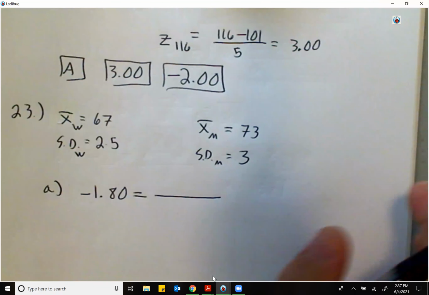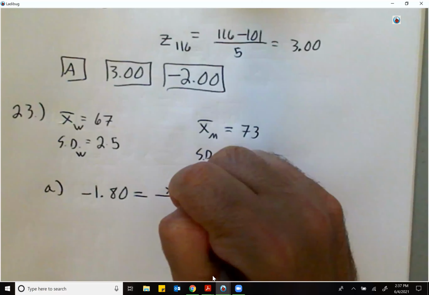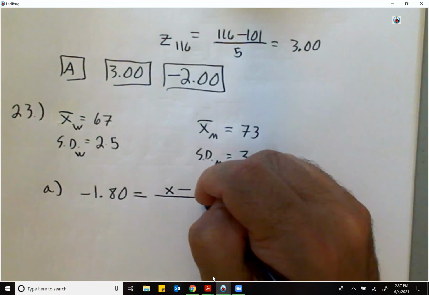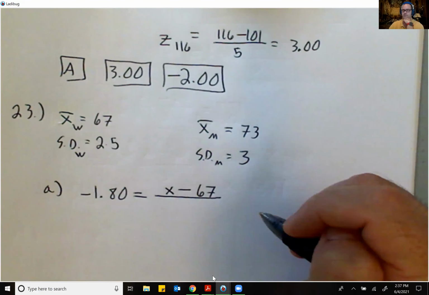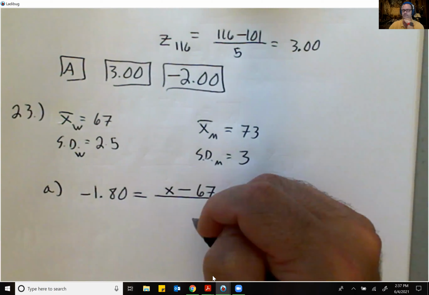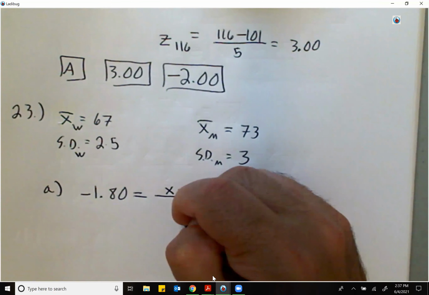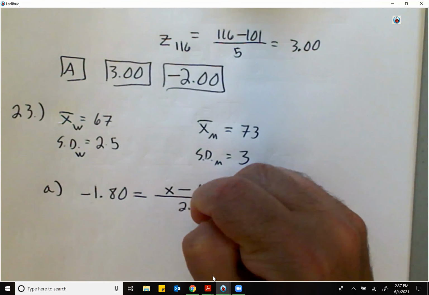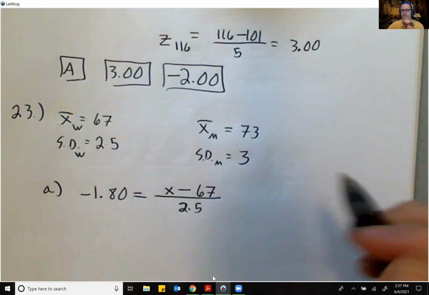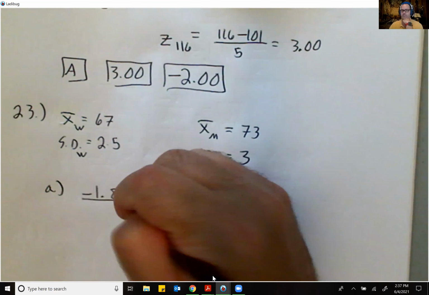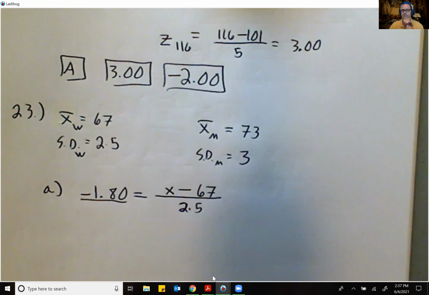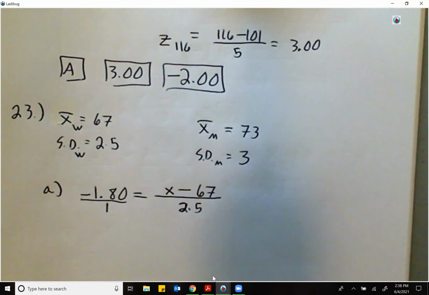X minus the mean, which is 67, because this is women, divided all over 2.5. Again, what is that number over? 1. Now you can cross multiply and solve.